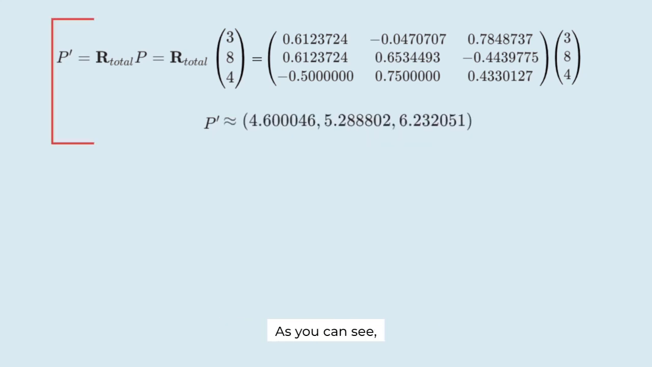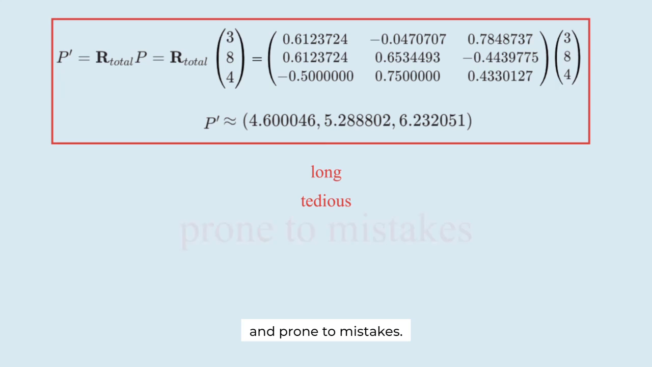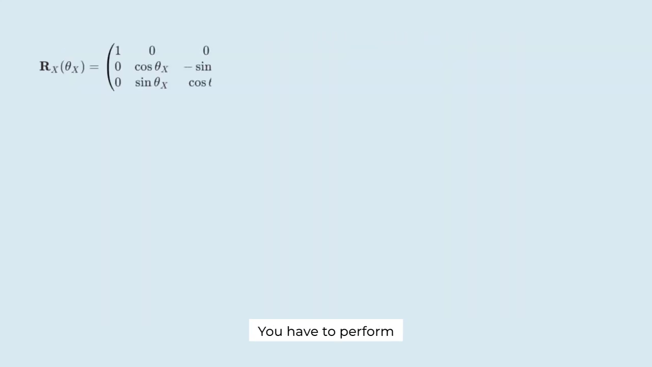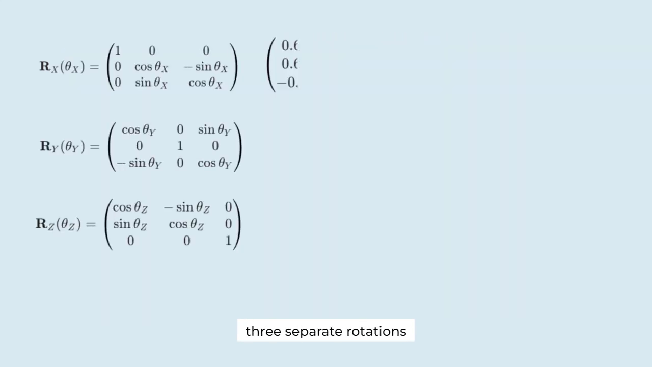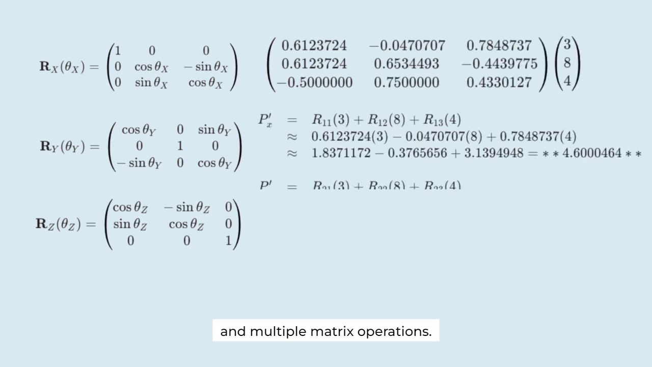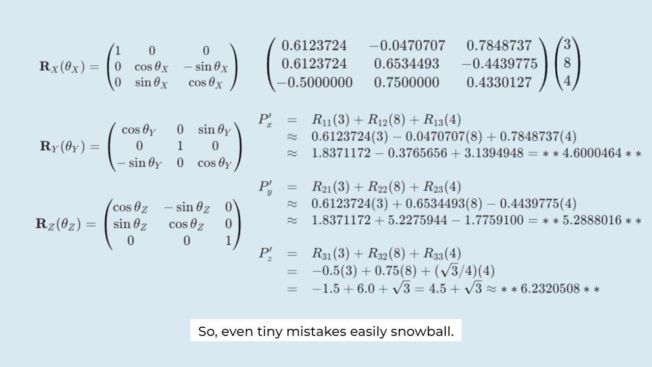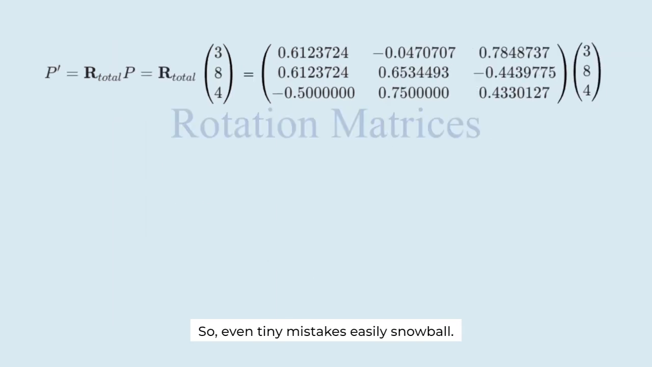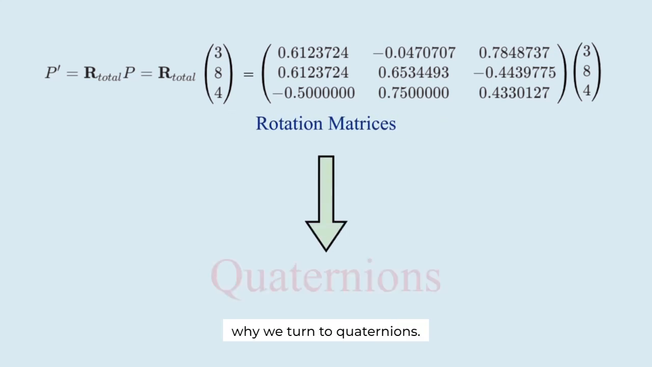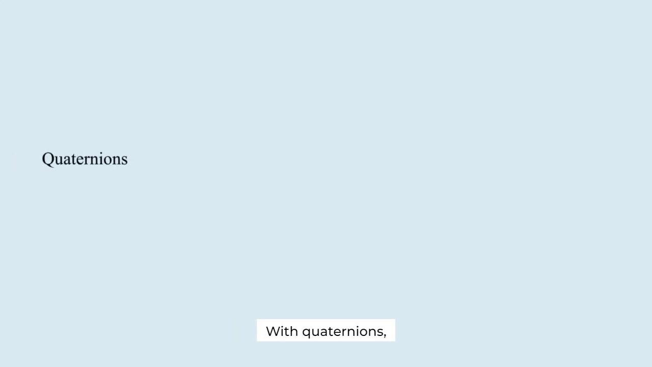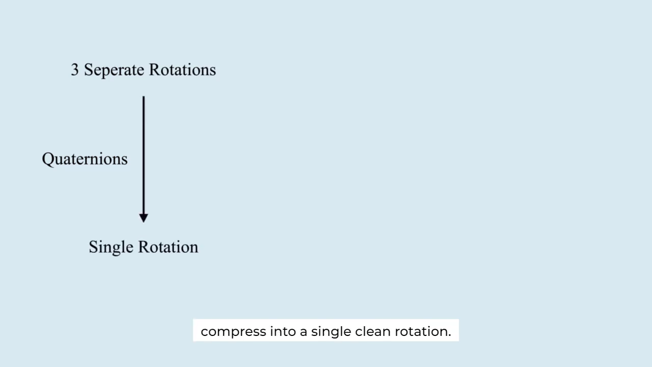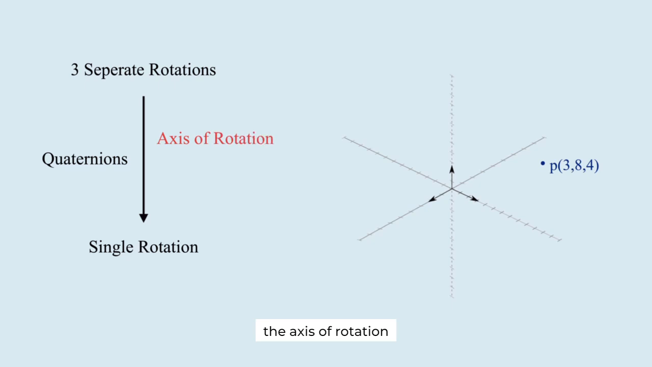As you can see, this approach is long, tedious, and prone to mistakes. You have to perform 3 separate rotations and multiple matrix operations, so even tiny mistakes easily snowball. This is exactly why we turn to quaternions. With quaternions, 3 separate rotations compress into a single clean rotation. We only need 2 things: the axis of rotation and the angle of rotation.